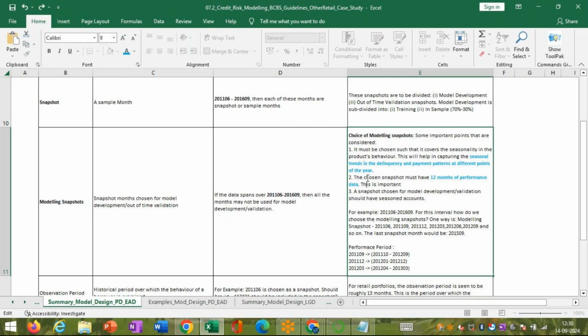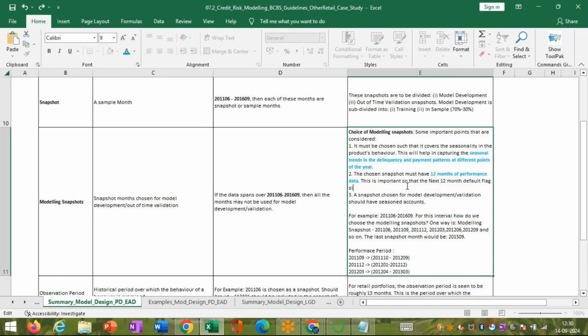Okay. So this is important, so that the 12 month default flag is created.